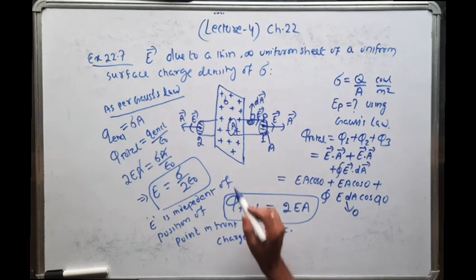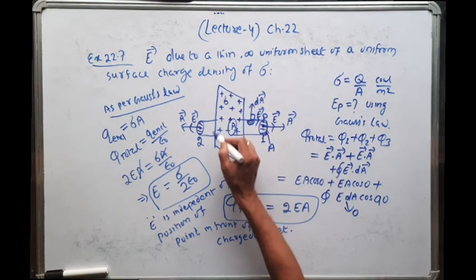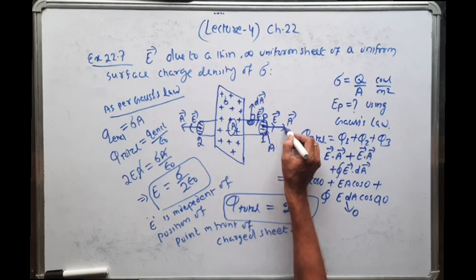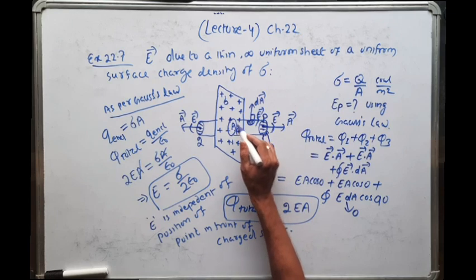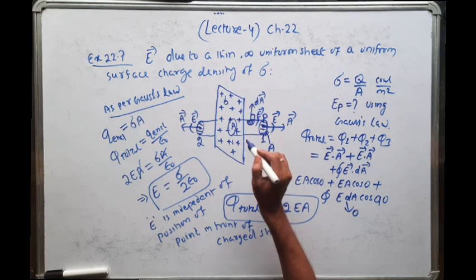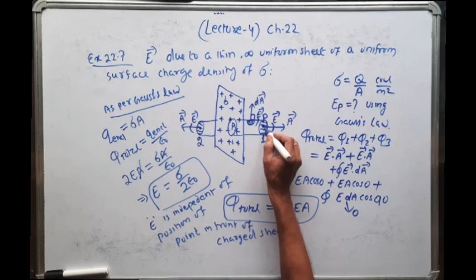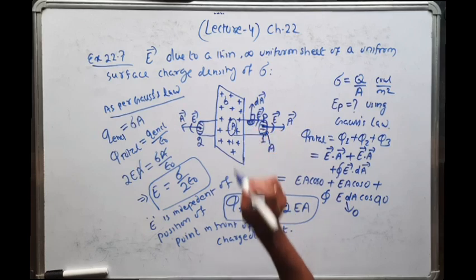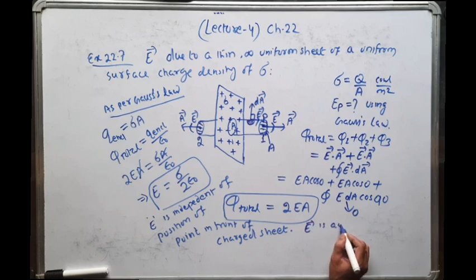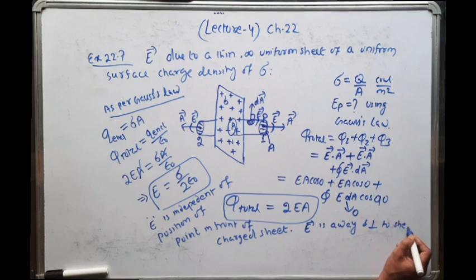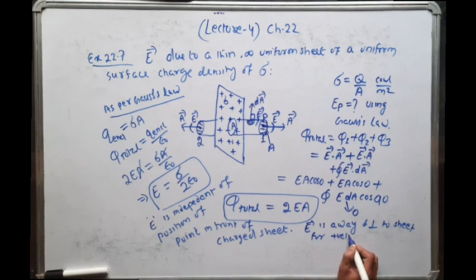And what is the direction? If we take a positive plate, the electric field intensity is away and normal to the plate. But if the plate is a negatively charged sheet, in that case electric field intensity is towards the plate. So electric field intensity is away and normal to the charged sheet, and for which type of charge? For a positively charged plate.